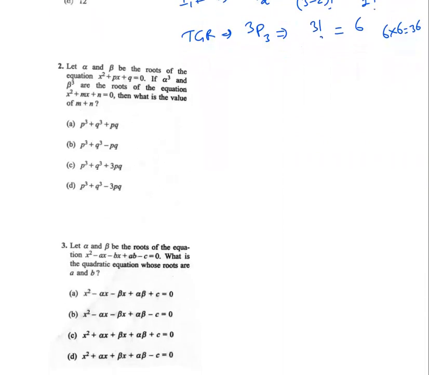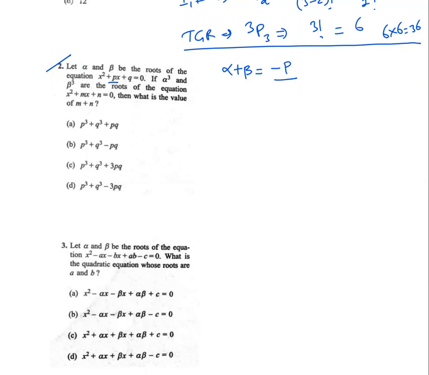Let us see the second one. It says let alpha and beta be the roots of the equation x square plus px plus q equals to 0. If alpha cube and beta cube are the roots of the equation x square plus mx plus n equals to 0, then what is the value of m plus n? So students, we know that from the first equation, the sum of roots alpha plus beta is equal to minus b by a.